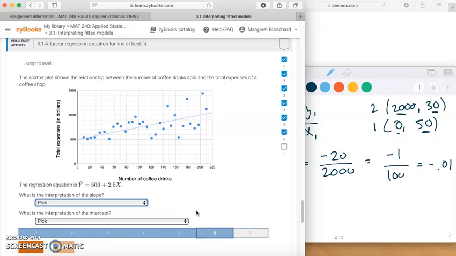The scatter plot shows a relationship between the number of coffee drinks sold and the total expenses of a coffee shop. The idea here is as we increase the number of coffee drinks sold, our expenses go up, which makes sense.